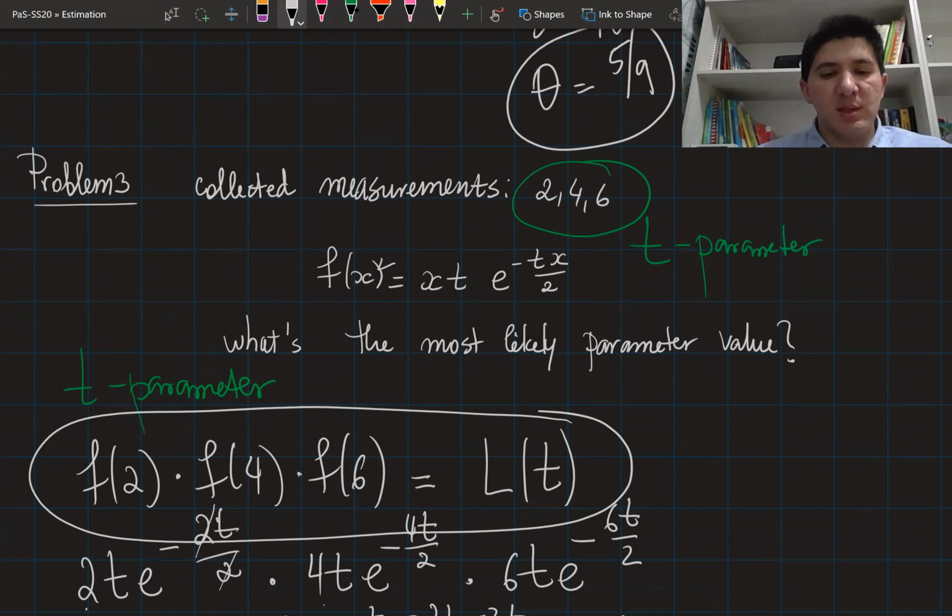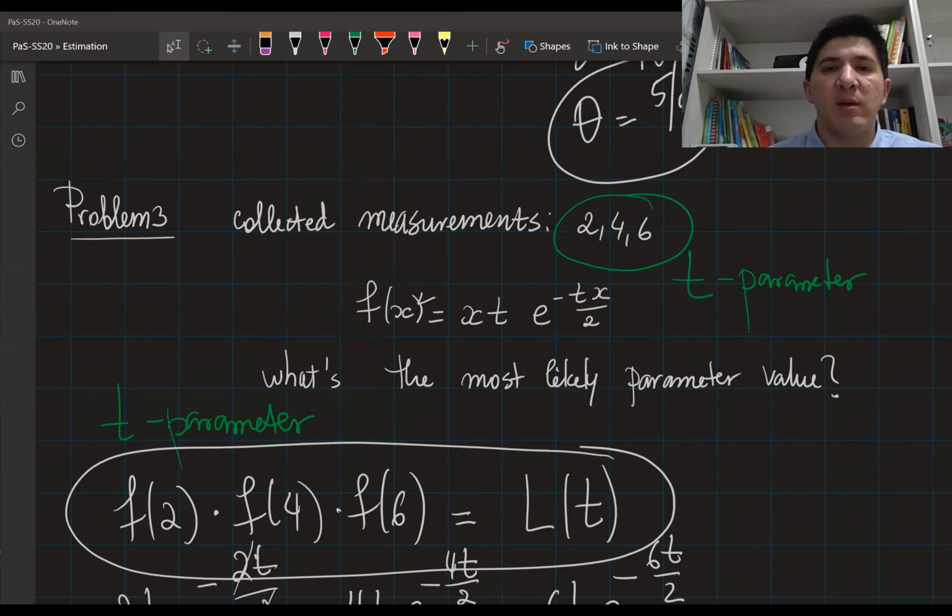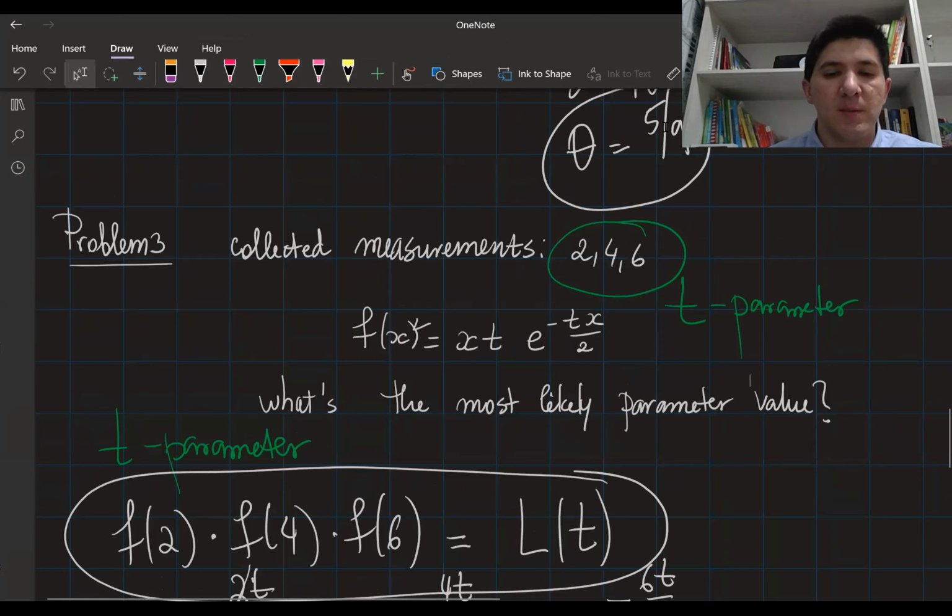So in this lecture, we've learned about the likelihood functions and about the maximum likelihood estimators. In our next lectures, we're going to talk about the interval estimators.